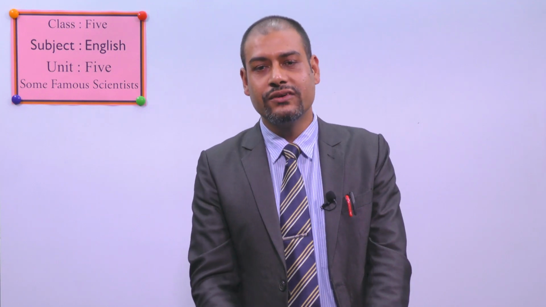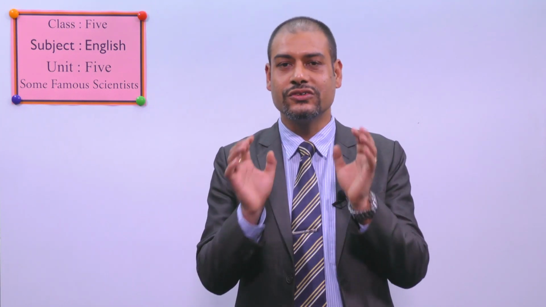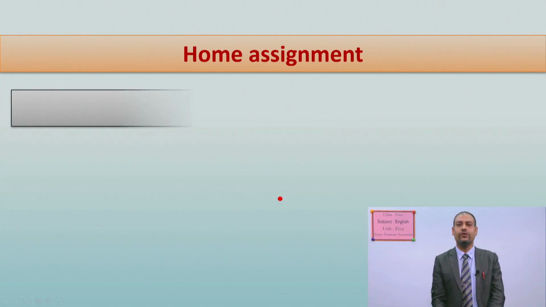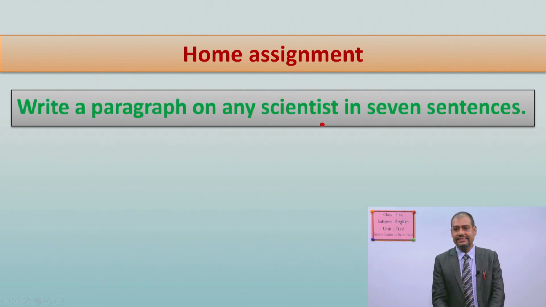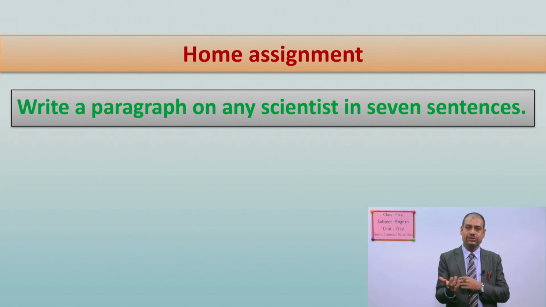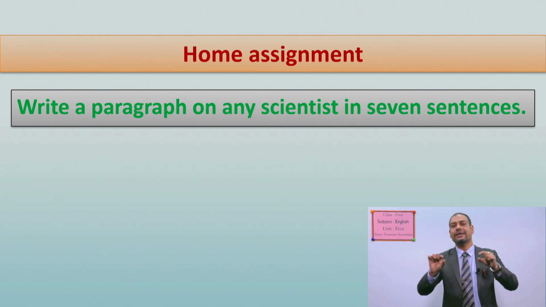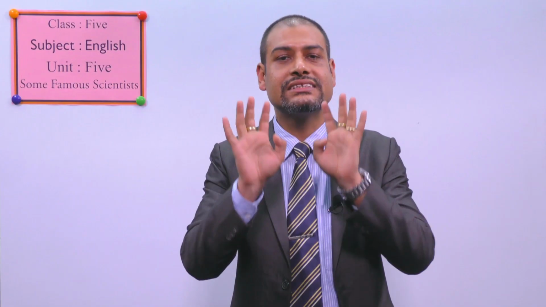Finally, you have home assignment. You have to do this one. Okay. And your home assignment is write a paragraph on any scientist in 7 sentences. It means, for example, you can write about Albert Einstein or Newton or Michael Faraday or Marconi, or it can be any scientist. Just write in 7 sentences.